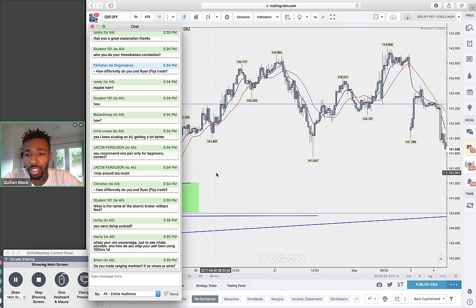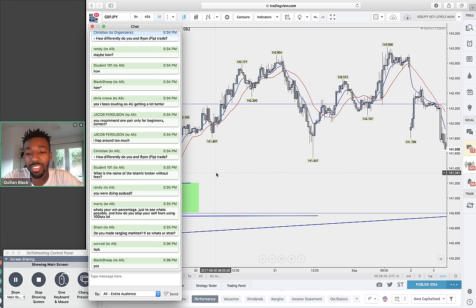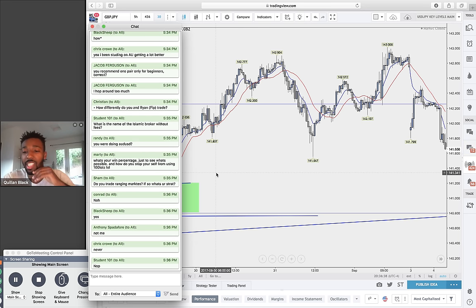Have you stopped yourself from using 100 lots? People don't understand, who wants to trade 100 lot here? Who would want to trade 100 lot here? Type yes. I want to see how many people say yes though.